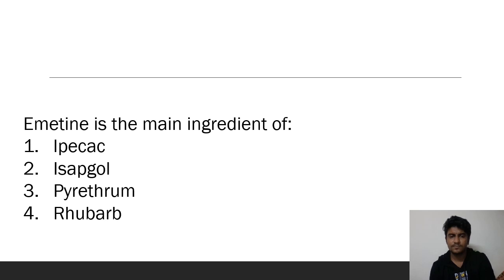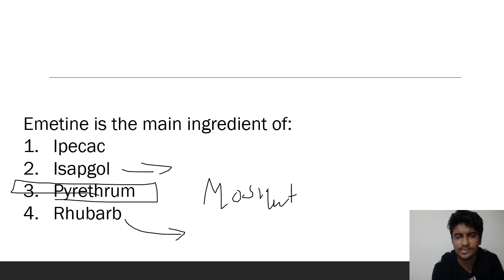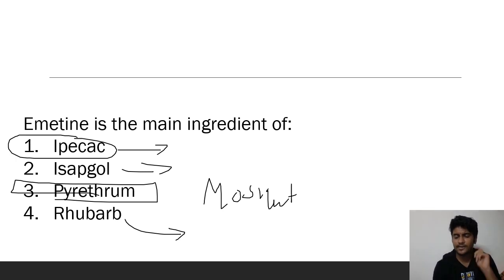Emetine is the main ingredient of pyrethrum? Pyrethrum is a mosquito repellent and pyrethrin is the active constituent. Rhubarb, no, it cannot be the right answer. It's a glycoside. Isapgol is a bulk laxative, so it has to be Ipecac. Ipecac is the main source for emetine. So the right answer is emetine, Ipecac.